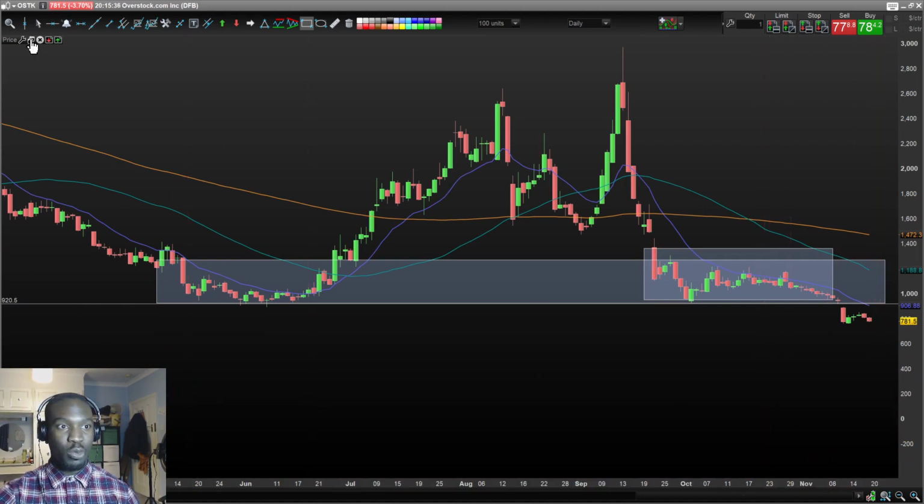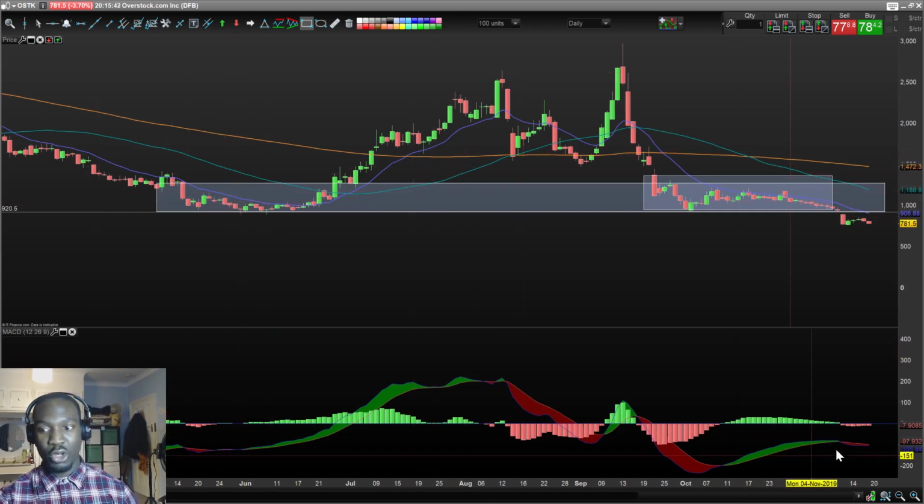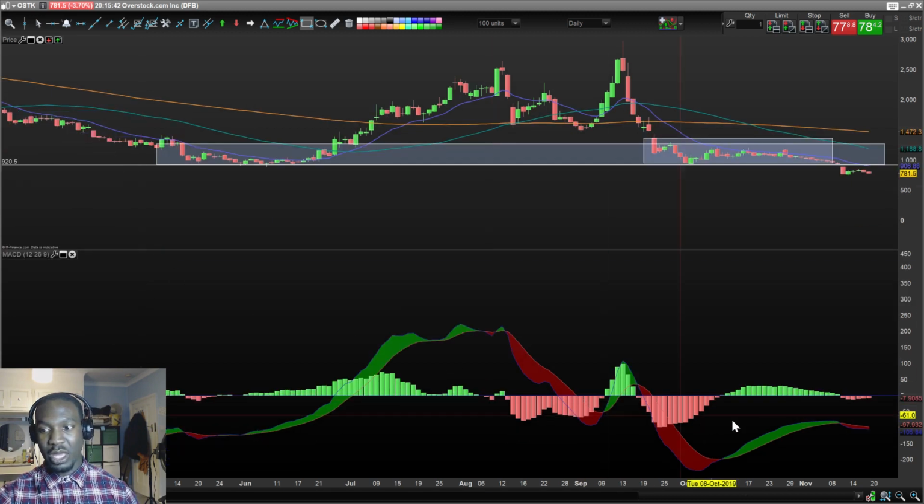The last criteria that I wanted to add, but couldn't add on Finviz because it doesn't give you the option, is that I wanted the MACD to be positive, above 0, because once the MACD is above 0, the histogram is green.